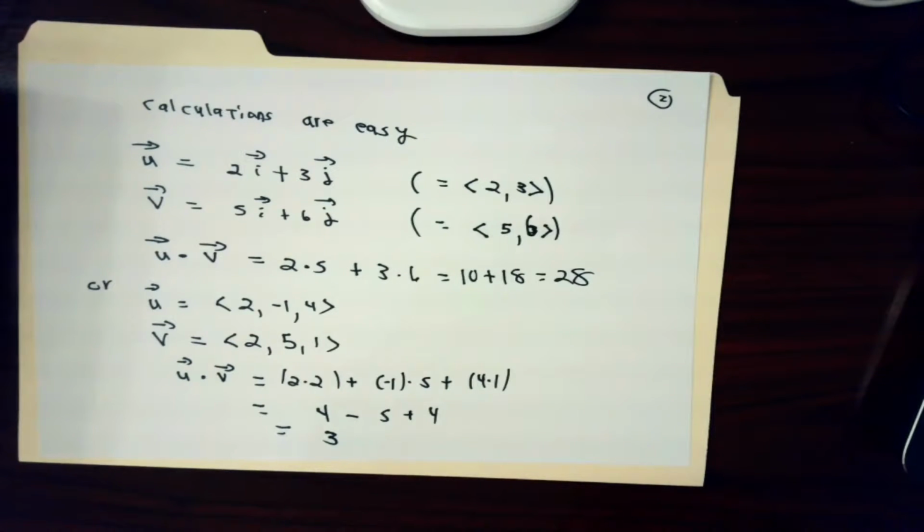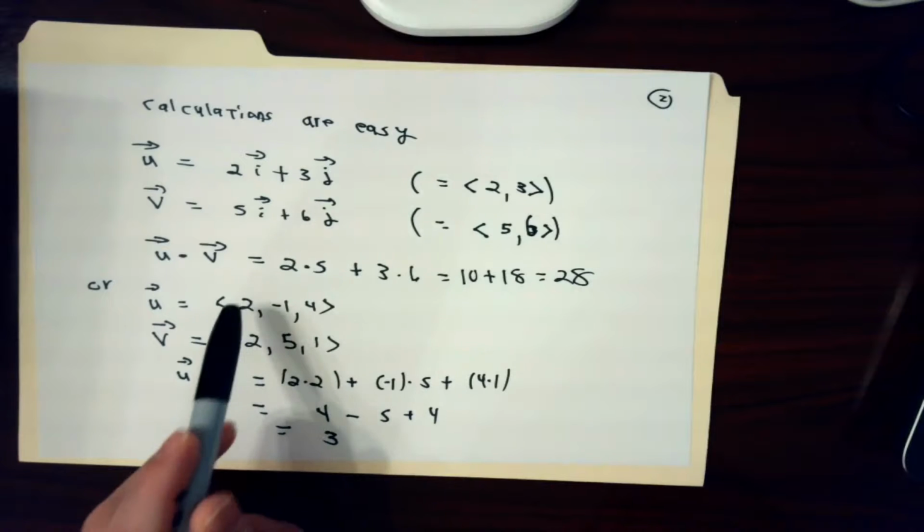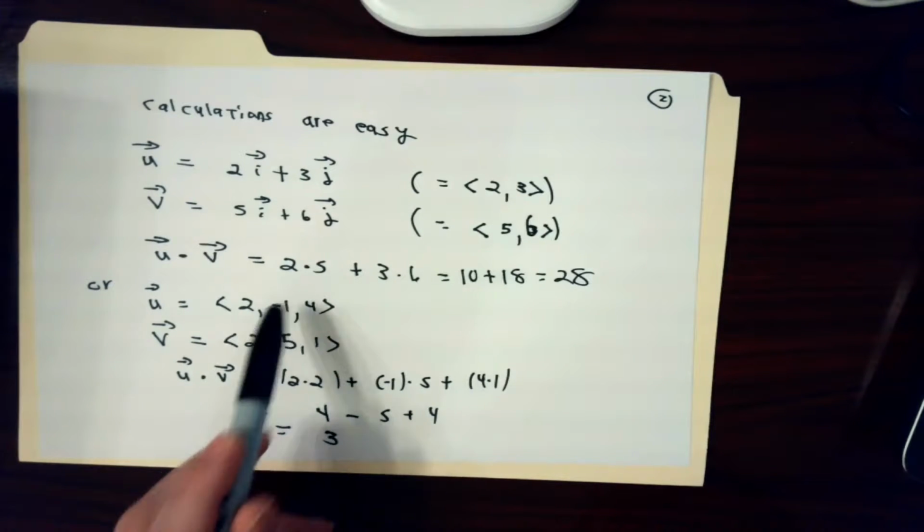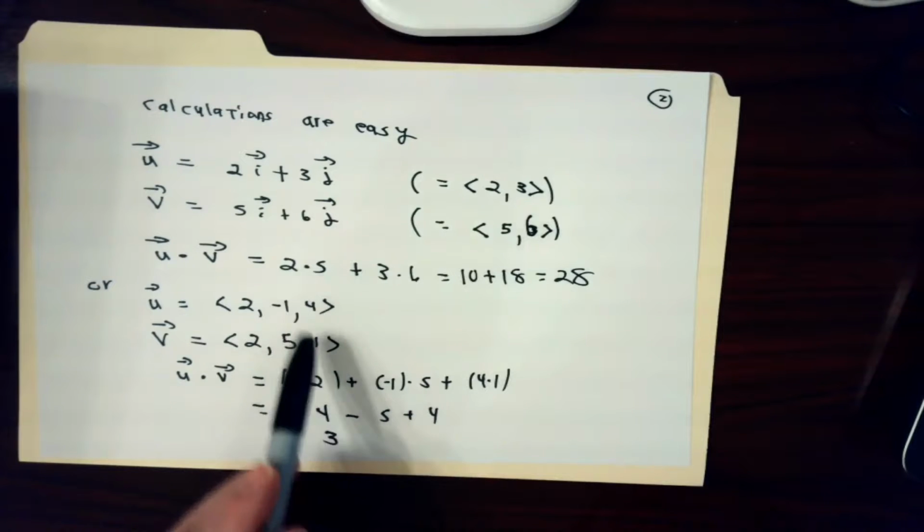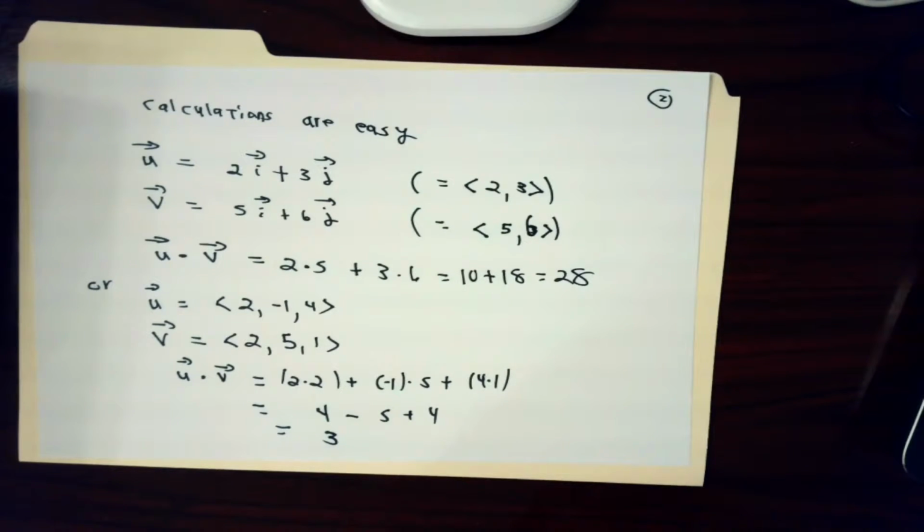In three-dimensional space, suppose that u was 2, negative 1, 4, and v was 2, 5, 1. u dot v would be 2 times 2 plus negative 1 times 5 plus 4 times 1, which, assuming I've done my arithmetic correctly, is 3. Allegedly, the dot product is a function that depends only on the arrows. You give me two arrows in the plane, and this dot product is supposed to depend only on the arrows.